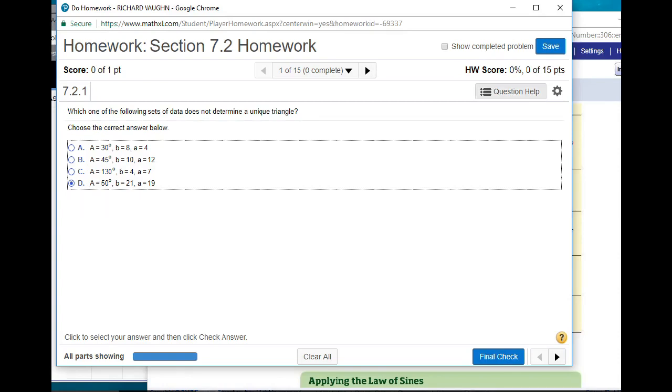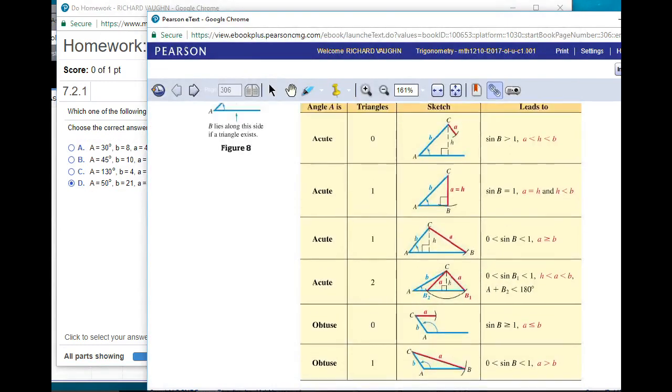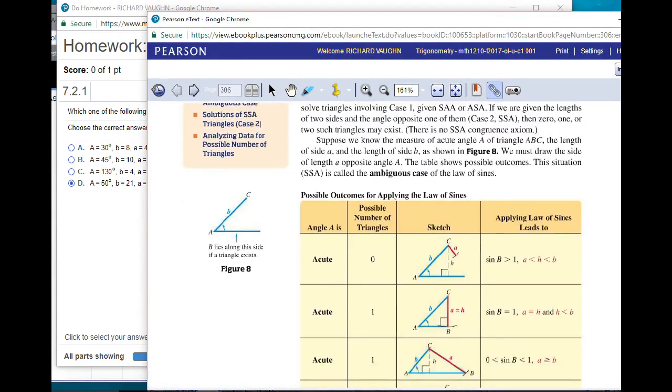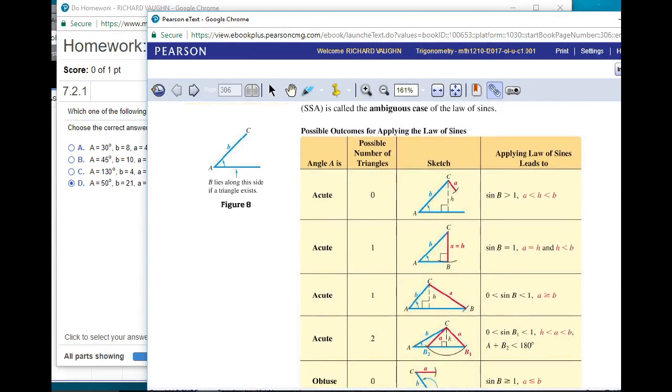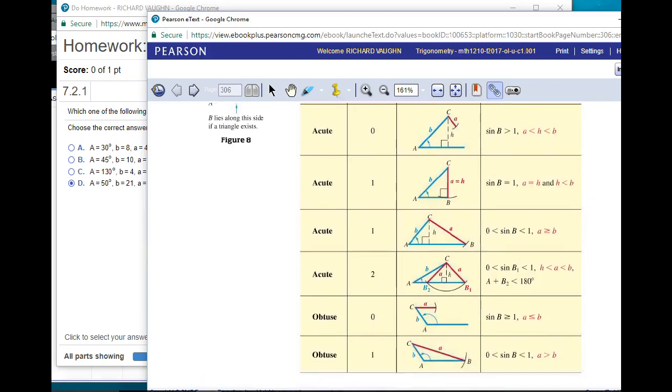And I would just suggest if you go to the question help and go to the textbook, it'll open up the exact page in your book that has the table that gives you the outcomes for applying the law of sines. So I have it pulled up over here. All right, so we're going to look at the angle A and then classify it as being acute, and then look at the relationship between the other sides, and then use this table to make a determination.